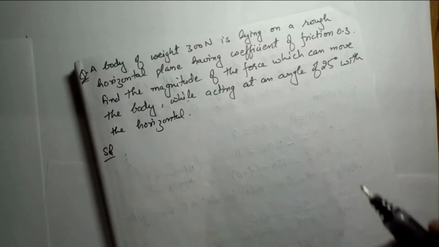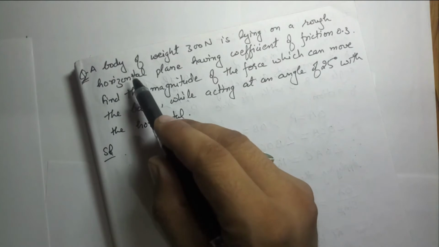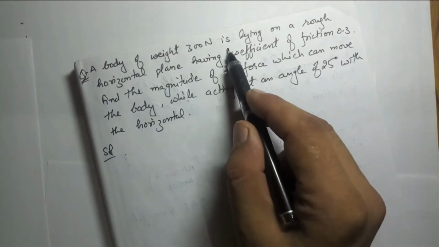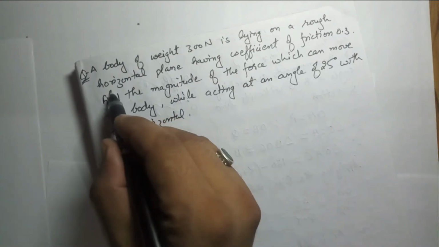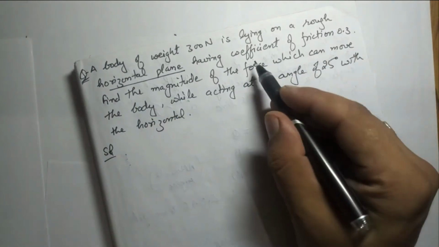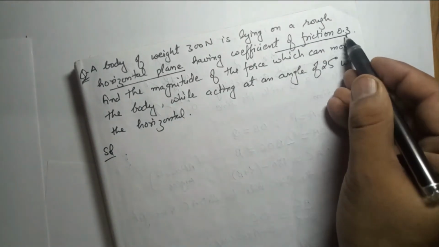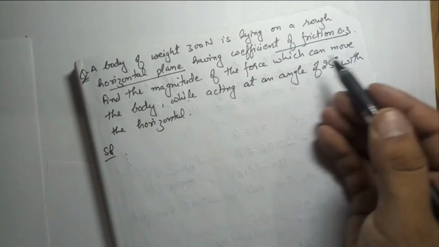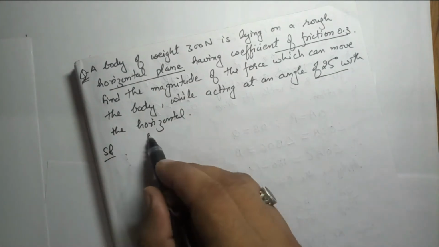Hello everyone. Now we will solve one numerical on the topic of friction. The question says that a body of weight 300 Newton is lying on a rough horizontal plane, having coefficient of friction 0.3. This is the value of static mu. Find the magnitude of force which can move the body while acting at 25° with horizontal.